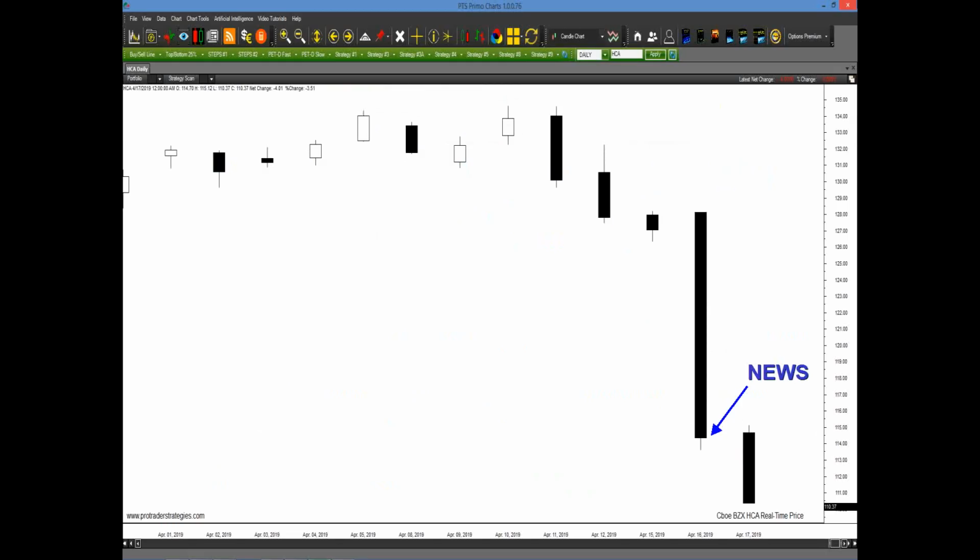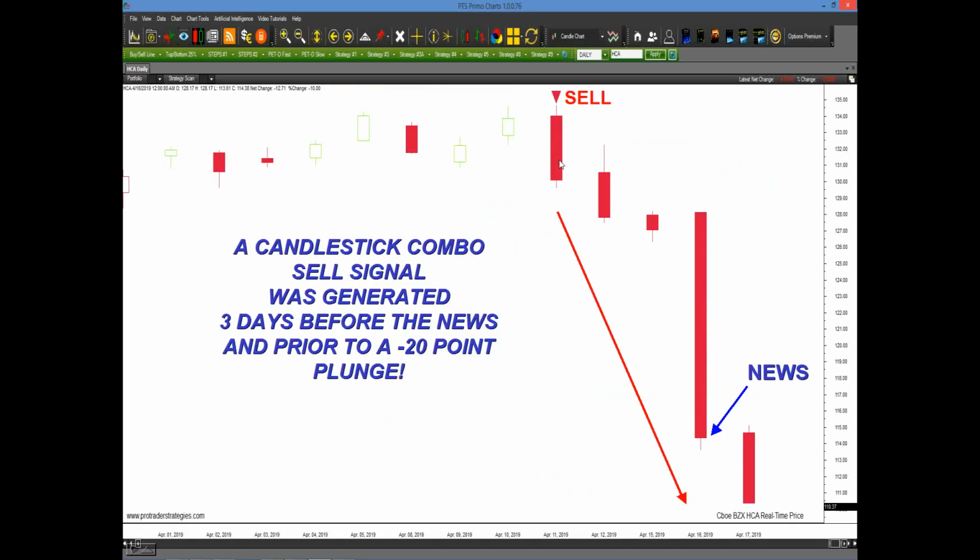Is there any way we could have found out prior to the news? Well, sure there was. If you would have used the scanner, you would have seen that there was a sell signal right here, a strategy number 5 sell signal. You apply the PET D, and it was colored red. So it's telling you it's a very high probability sell signal. So this would have happened on the 11th. You would have had plenty of time to be in short before that 20-point plunge. In fact, the candlestick combo sell signal was generated 3 days prior to the news and prior to a 20-point plunge.